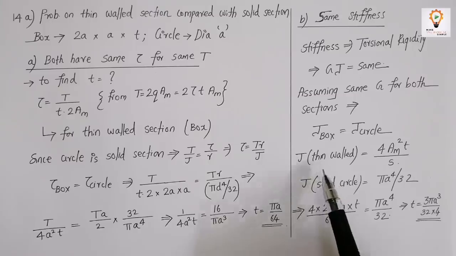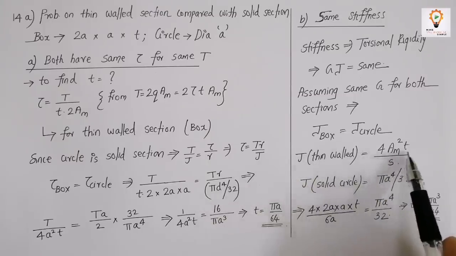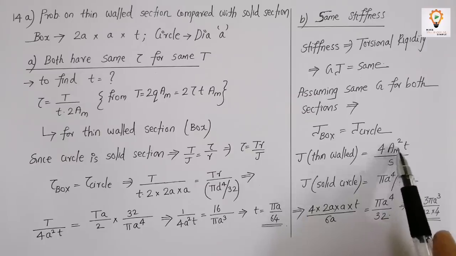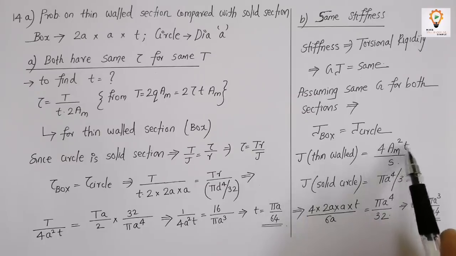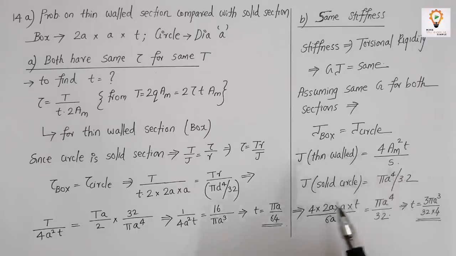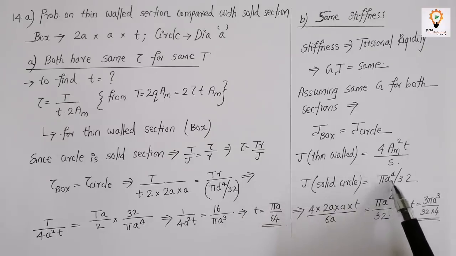Now the box is a thin-walled section. So J of the box, we have a ready-made formula, 4A square t divided by S. What is this A? Area enclosed by the median line, that you will learn from the derivation of thin-walled tubes. Now t is the thickness, and S is the perimeter or the total length enclosed by the median line. Now what is J of the solid circle? I have already explained the solid circle is not a thin-walled tube, so it is pi d raised to 4 by 32. Here diameter is given as A, so pi A raised to 4 by 32.